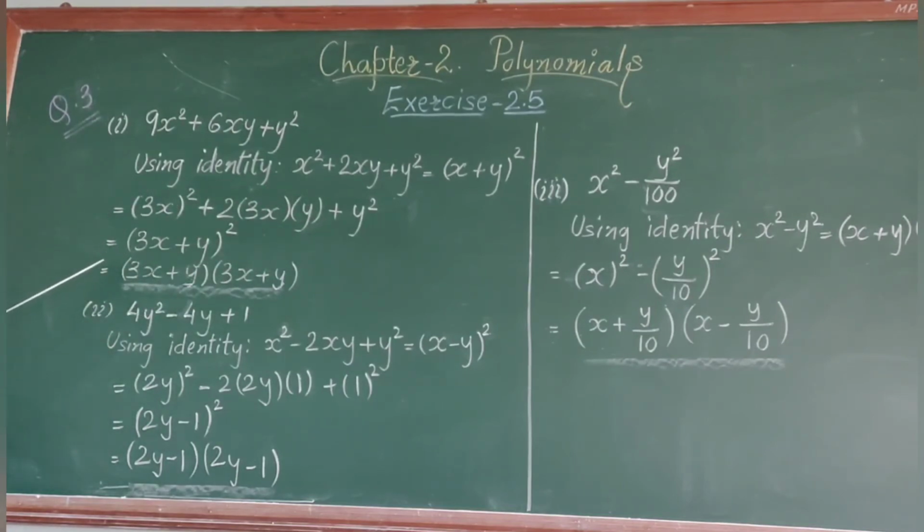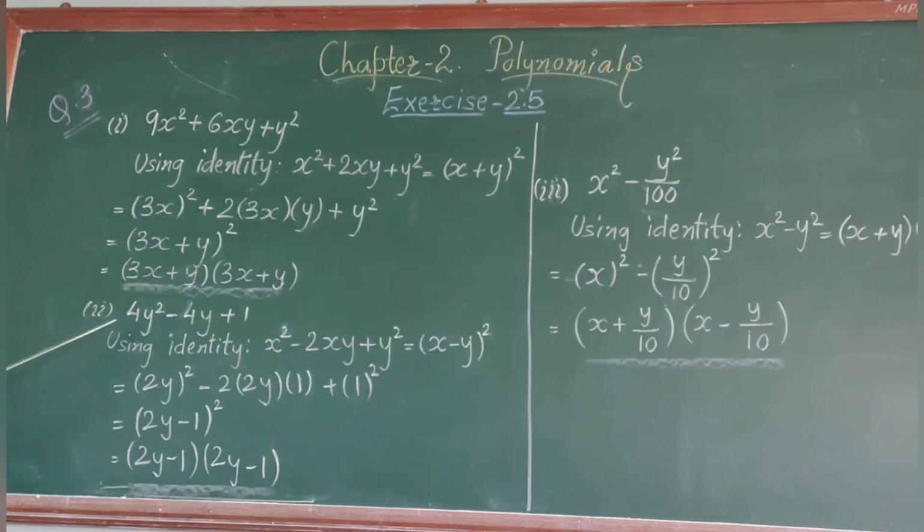That is equal to, we know that our x value here is 3x and the y value here is 1. So we get (3x plus y) whole square. That is equal to (3x plus y) into (3x plus y).